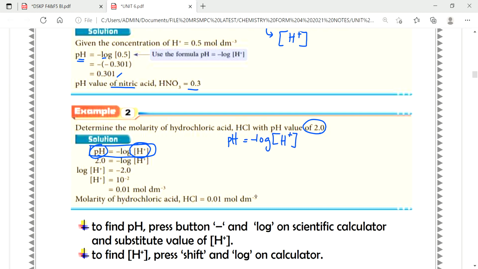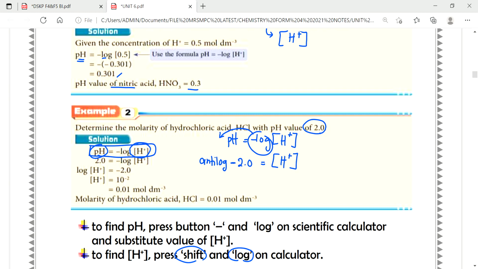Kita nak H plus sahaja, kita kena bawa negatif dengan log ni ke belah sana. So bila log pergi ke side yang lain, dia akan jadi anti-log. So anti-log kita kena tekan shift log. Okay, negatif tu kita kena letak selepas kita tekan shift log. Tekan shift log akan jadi anti-log. And then letak negatif, and then pH dia adalah 2.0. And then baru kita dapat H plus tu berapa.